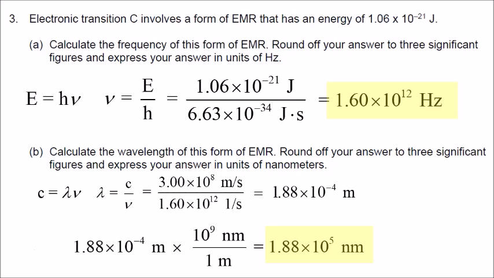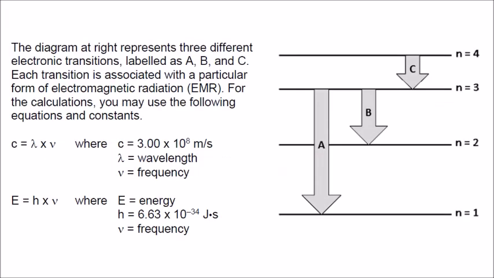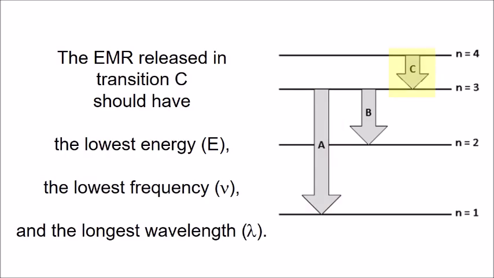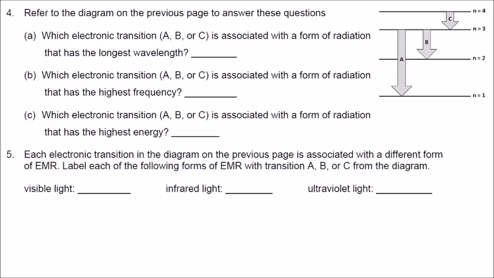All right, let's review the diagram that we saw earlier. Transition A should have the highest energy, highest frequency, and shortest wavelength. Transition C should have the lowest energy, lowest frequency, and longest wavelength. So therefore, in number 4, which transition has the longest wavelength? That would be C. Which transition has the highest frequency? That's A. And highest energy?